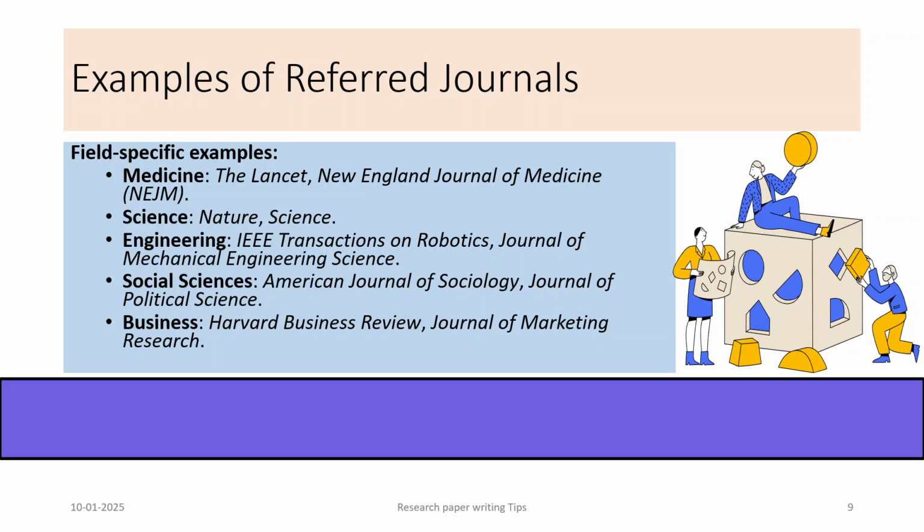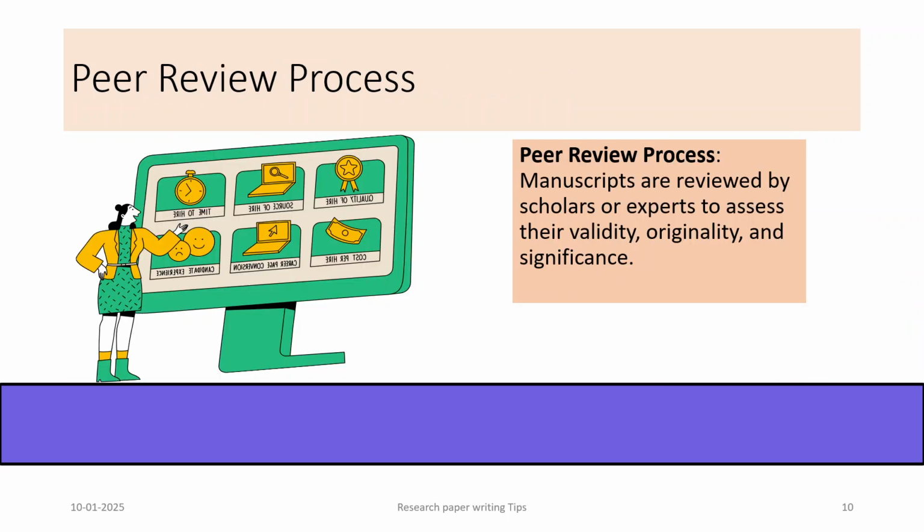These are the refereed journals in political science. Similarly, in business, we have the Harvard Business Review and the Journal of Marketing Research. So these are some of the examples of refereed journals.